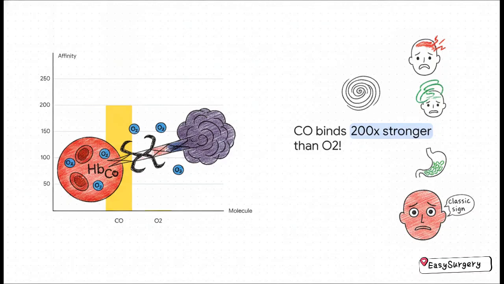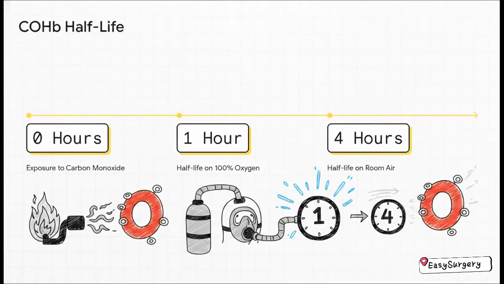Now, textbooks always talk about that classic cherry red skin, but in the real world, keep your eyes peeled for much more common subtle signs like headaches, dizziness, severe nausea, and confusion. And here's where you, as the clinician, can massively change a patient's trajectory. On standard room air, it takes a sluggish 4 hours for the carboxyhemoglobin half-life to drop.